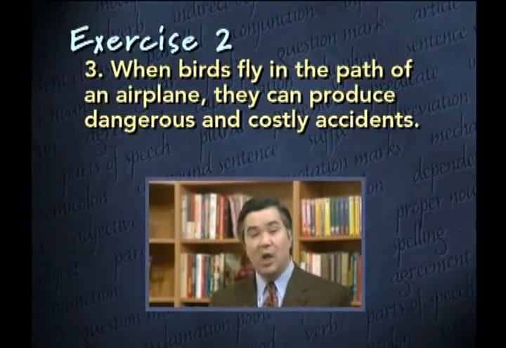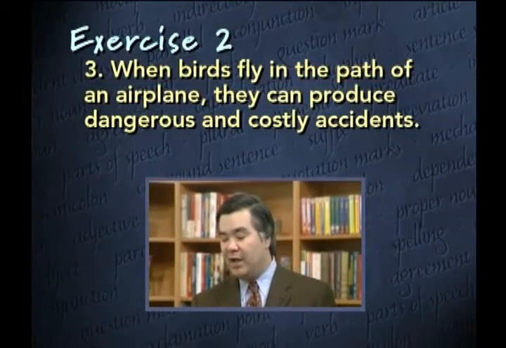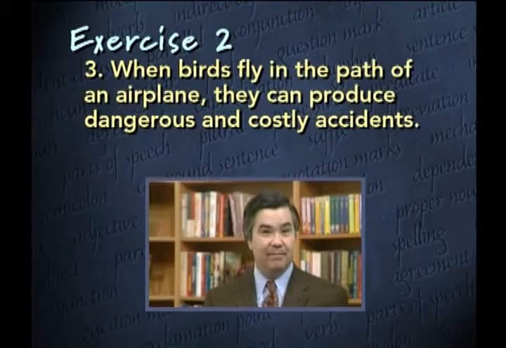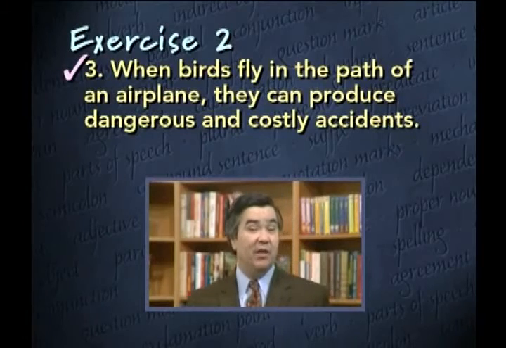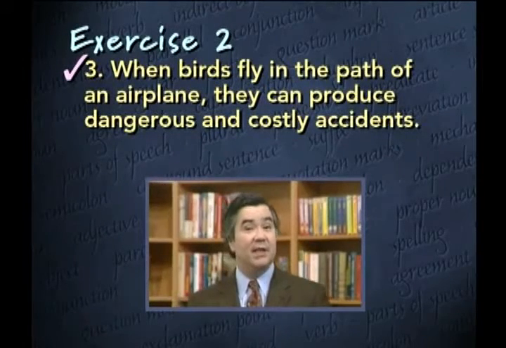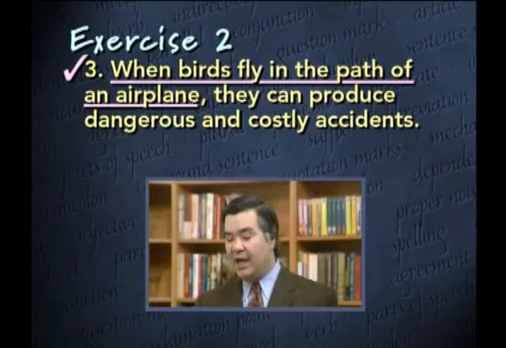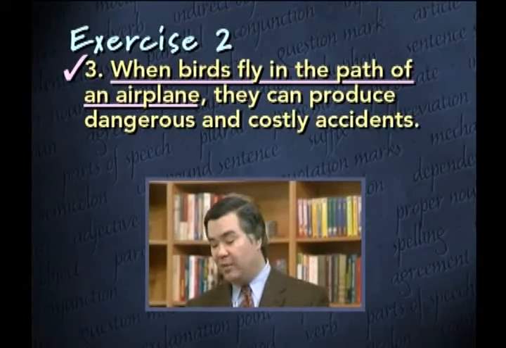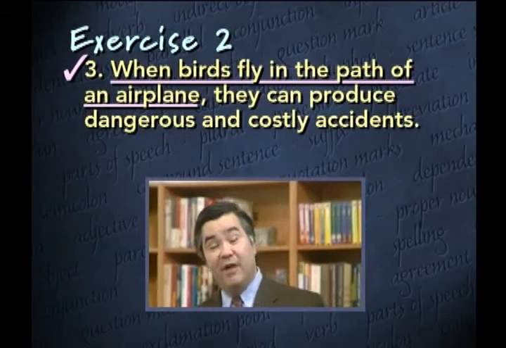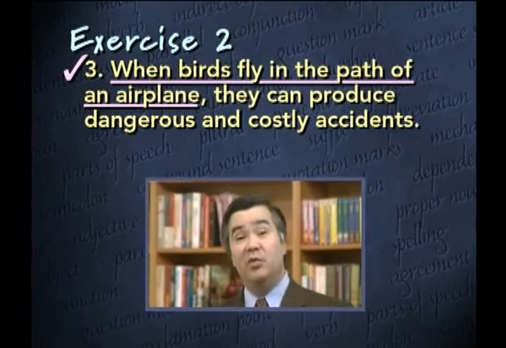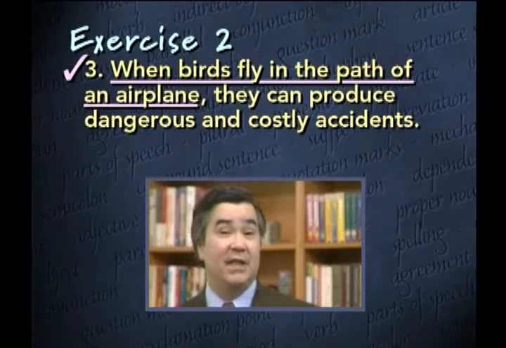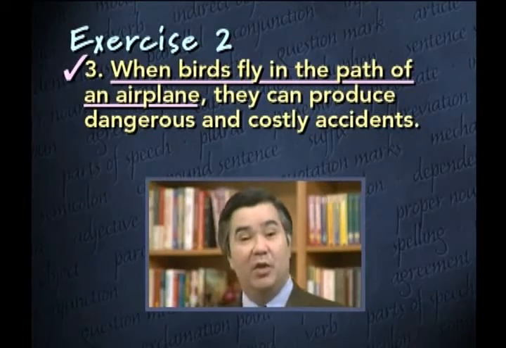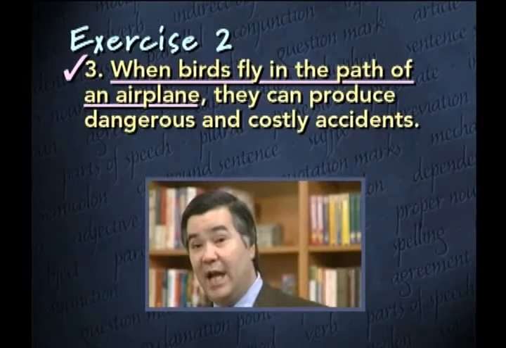Next example. When birds fly in the path of an airplane, they can produce dangerous and costly accidents. This sentence is perfectly correct as written. It begins with a subordinate clause, when birds fly in the path of an airplane, and that clause is acting as an adverb. It is modifying the verb can produce that appears in the second part of the sentence. It's explaining under what circumstances the birds can produce the dangerous and costly accidents.